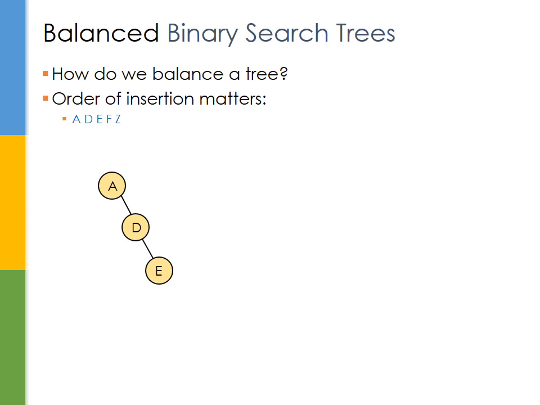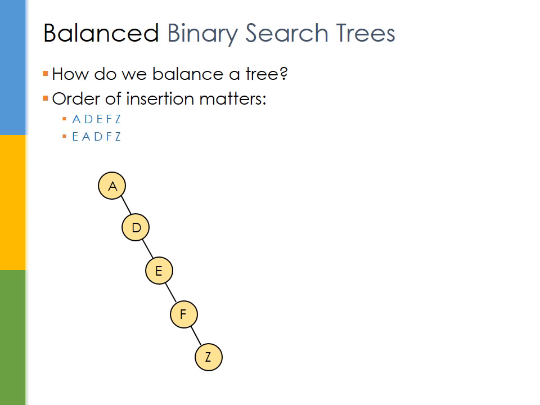Next we insert F, so F is alphabetically after A, D and E, so again it will be inserted as the right child, this time of node E. And then finally we insert Z, and Z is alphabetically after A, D, E and F, so therefore it will be inserted as the right child of node F. So what we see is that this order of insertion has created a completely unbalanced tree.